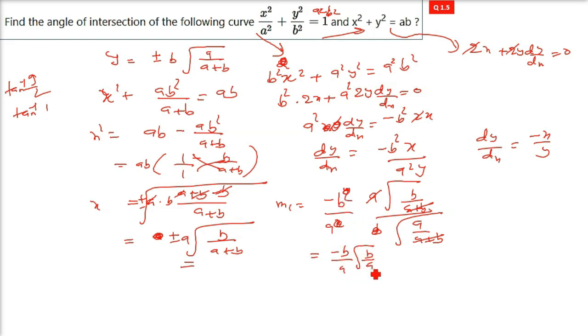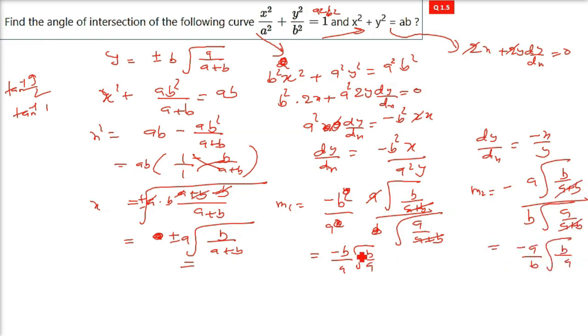This is the slope of the first curve, or the tangent to the first curve at this point, for which we just found x and y. Now the slope again at this point of the second curve at the same coordinates. Just simplify it, you'll get minus a by b under root b by a. So you have m1 and m2 here. This is m1, this is m2, and this m1 and m2 is going to give you tan theta.